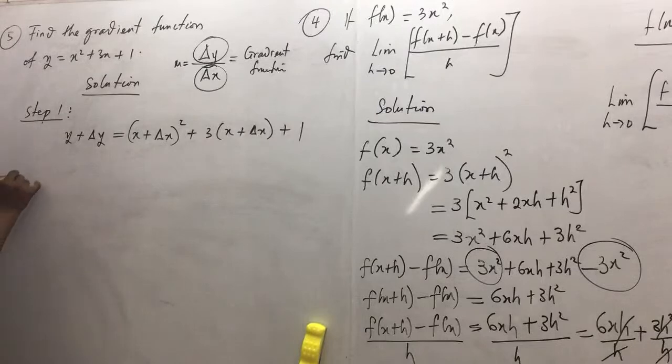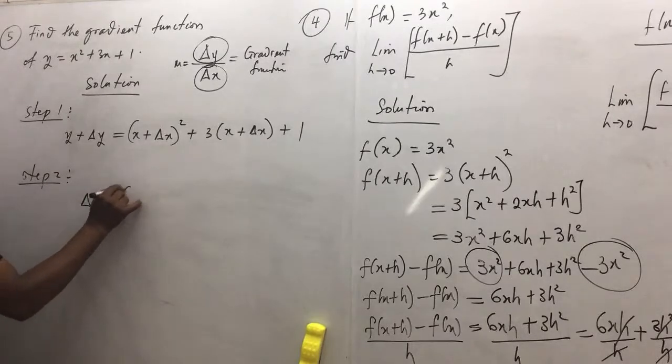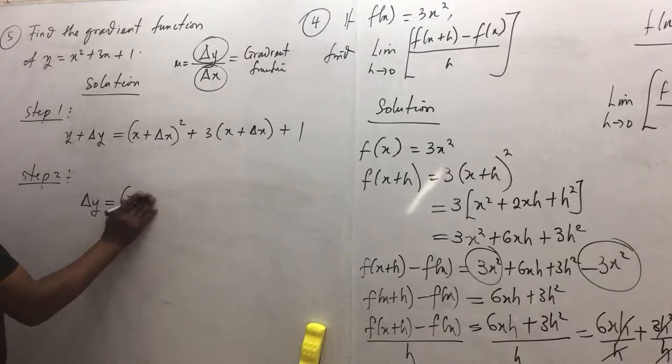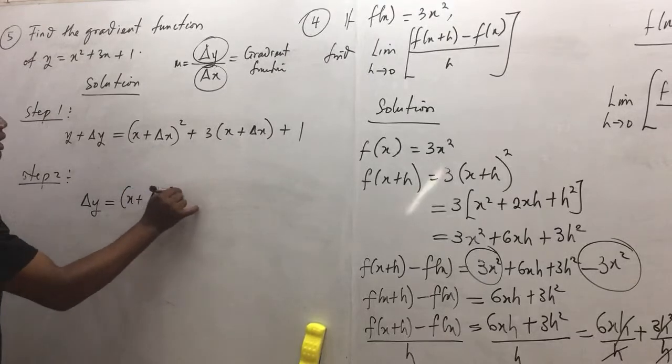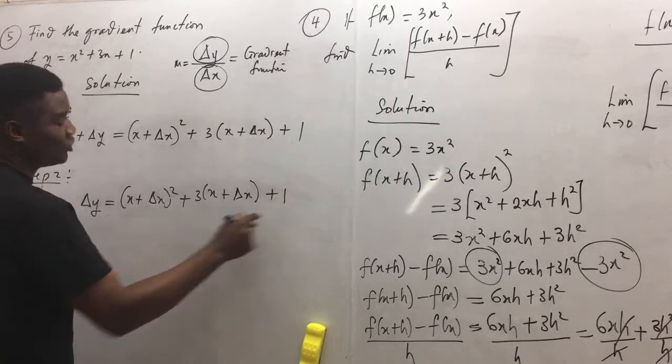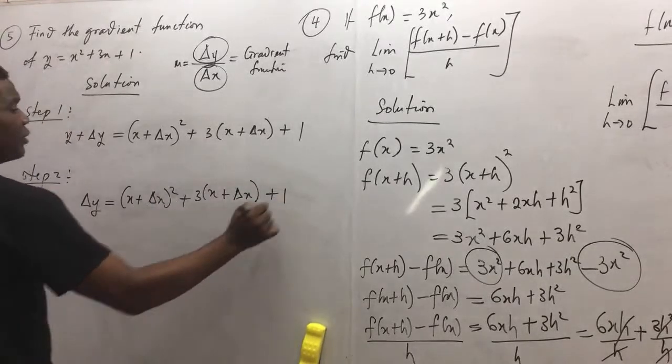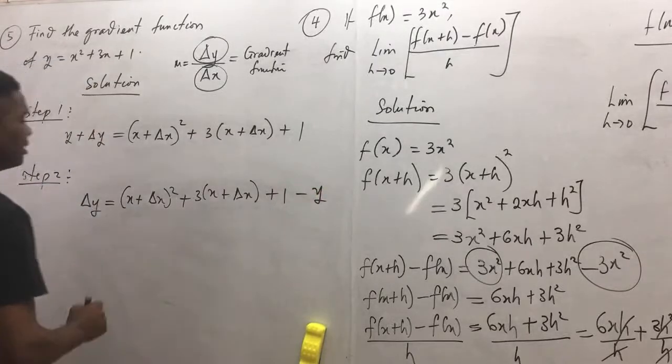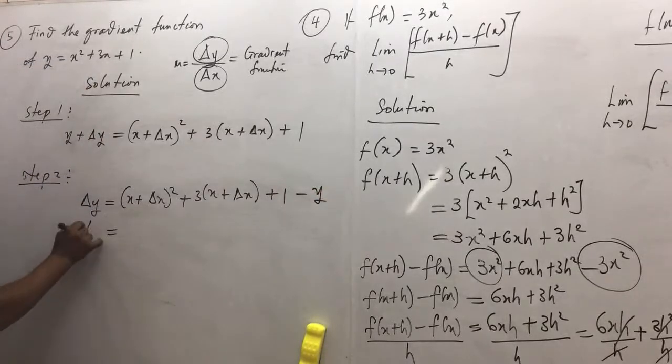So the next step would be, as a step 2, what I'm going to do will be to make change in y, the dependent variable, the subject of formula. So I'll end up having this. Now, take note, I've not expanded yet, just my choice. You could expand. There won't be any problem doing that. Okay? Now, let's expand all at once.